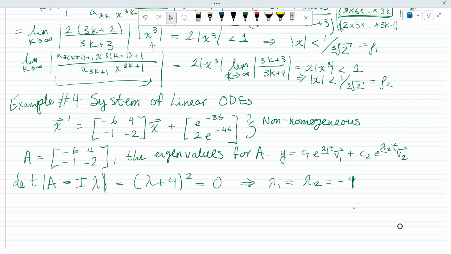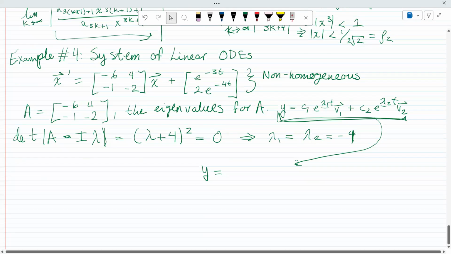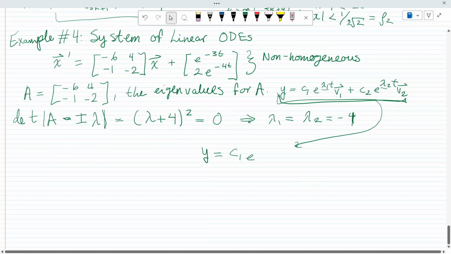Okay. So it will not look exactly like this. It will look like y equals c1 e to the lambda t times the corresponding eigenvector, plus c2 t e to the lambda t times the same vector, plus e to the lambda t times some other vector.